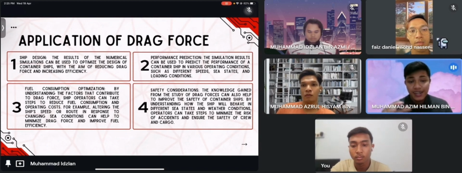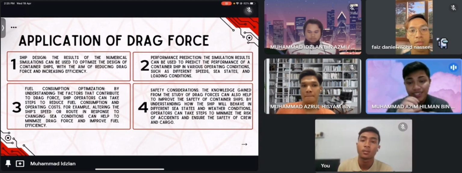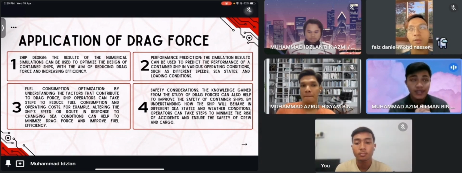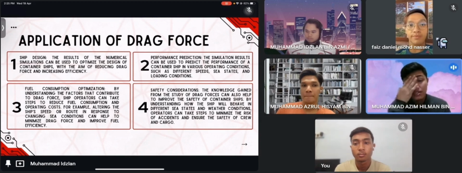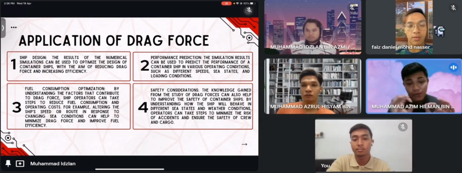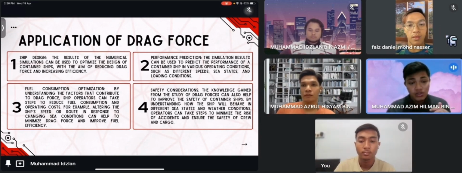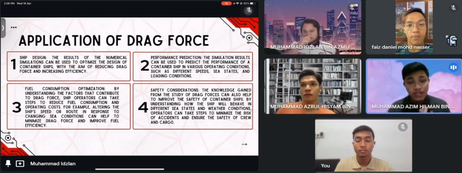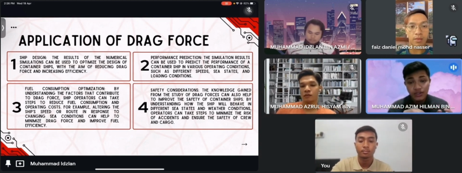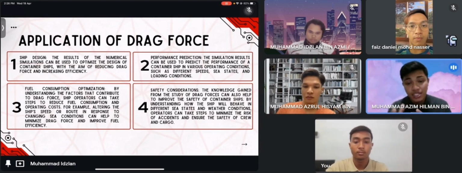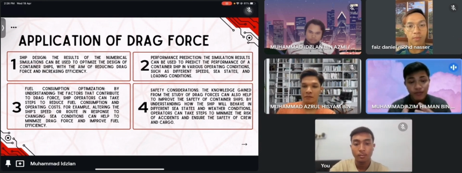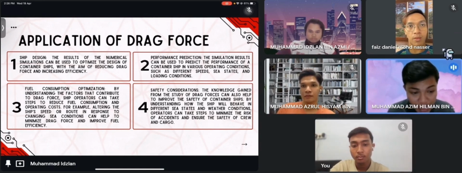The study also highlights the importance of considering the effects of waves and sea currents on the drag force. The authors found that the drag force increased significantly in rough seas and when the ship was traveling against the current. Overall, the study provides valuable insight into the factors that influence drag force on container ships and how ship design and operating conditions can be optimized to reduce drag force and improve efficiency. So I will pass to the next presenter. Thank you.